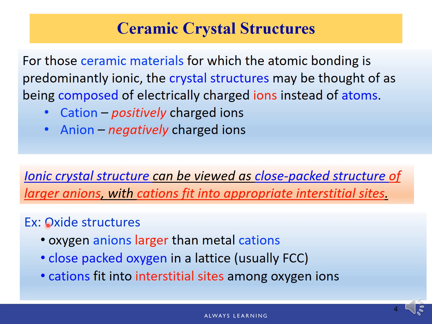For example, if we have the oxide structure, the oxygen anions usually are larger than metal cations. So we can view the oxide structure as close-packed oxygens in a lattice, and usually this close-packed oxygen forms an FCC structure, face-centered cubic structure. And the cations, the metal cations, are thought to fit into the voids or interstitial sites among oxygen ions.